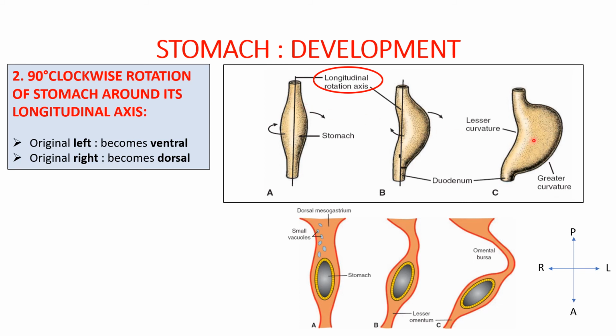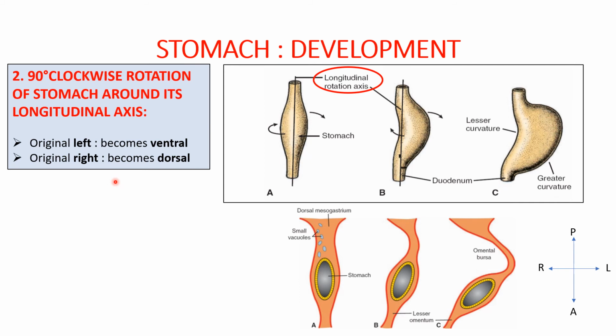Because of the rotation, the left surface is now the ventral surface, which is more clear in the picture below. This left surface after rotation is now the anterior surface. This is the reason why the left vagus nerve is supplying the anterior surface. And the right vagus nerve, which was initially supplying the right surface of the stomach, is now supplying which surface? Because the right surface has now become the dorsal surface. So is that now clear?